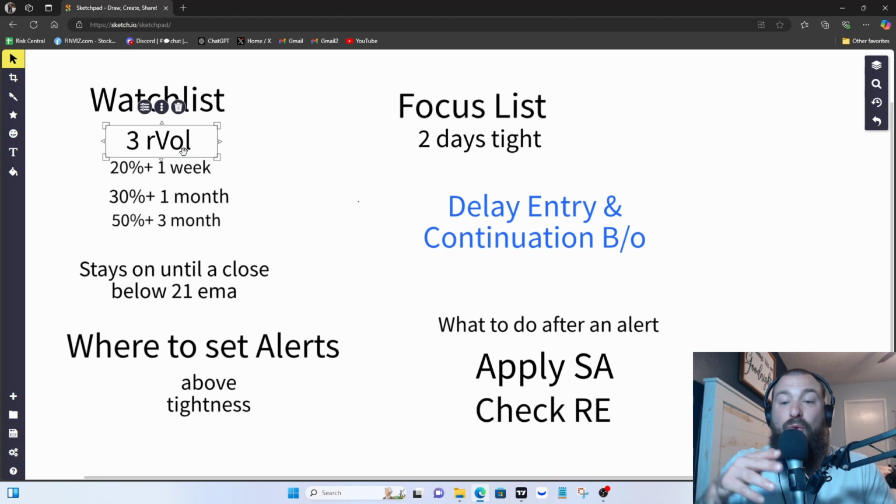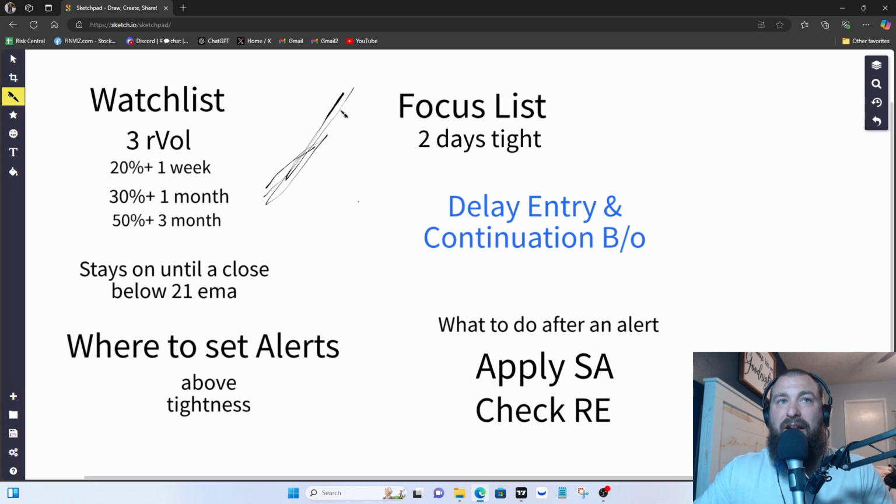But that is one scan that I run to put a stock onto a watch list. I also every single day run 20% in 1 week. That's gonna let me know what stocks are starting their momentum phase. I'm gonna look for stocks that have made a 30% move in 1 month, and then also stocks that have made 50% move in 3 months. And these scans are just finding stocks that are in a momentum phase, whether it's day one or it's been trading for a while. These stocks are in a momentum phase.